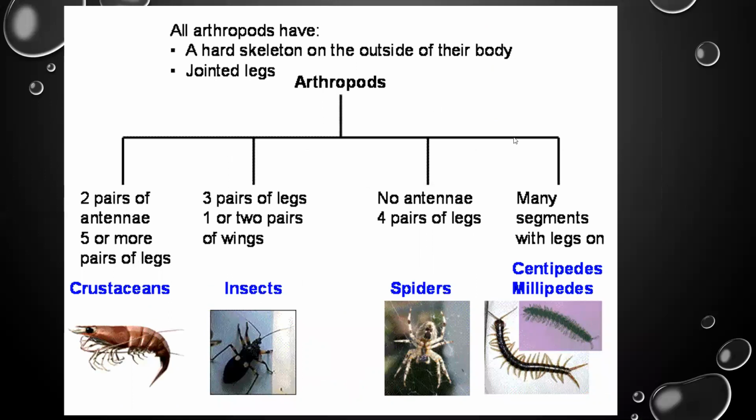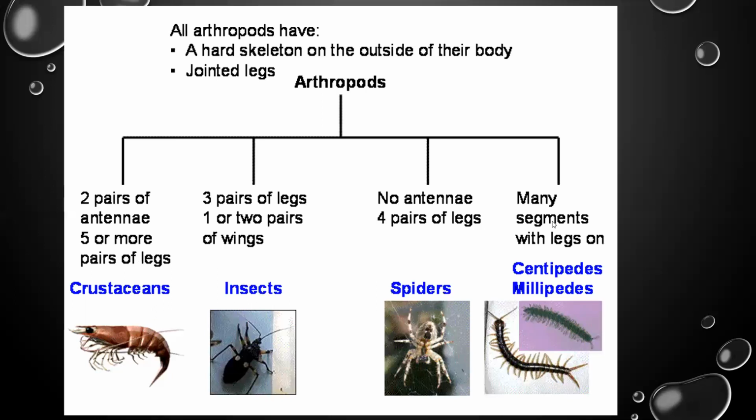Now let's proceed. Here are the characteristics. Two pairs of antennae and five or more pairs of legs: they are called crustaceans. Examples of crustaceans are shrimps and lobsters. What else? Three pairs of legs and one or two pairs of wings: those are insects. And spiders have no antennae and four pairs of legs. So how many legs do spiders have? Four pairs of legs, that is four times two, right? So spiders have eight legs.